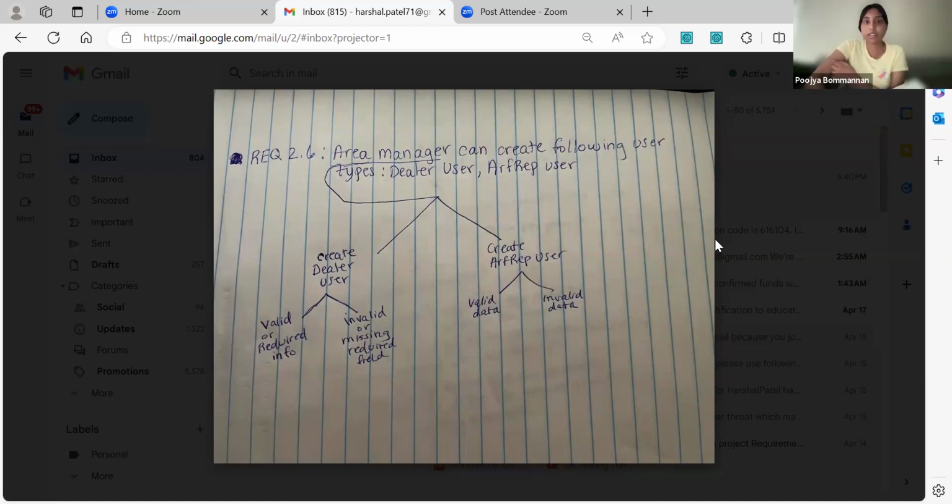So basically the area manager is creating the dealer user. The dealer user can do the following: submit credit application, run reports, access loan calculator, and the ARC rep user can do the following. Am I understanding this process correctly? That is correct. Yeah, you are right. Absolutely correct. Okay. I don't want to overthink something so simple.